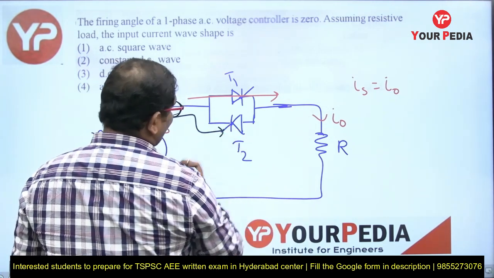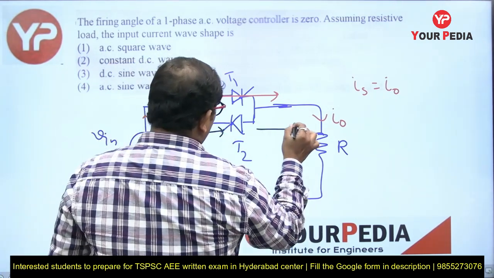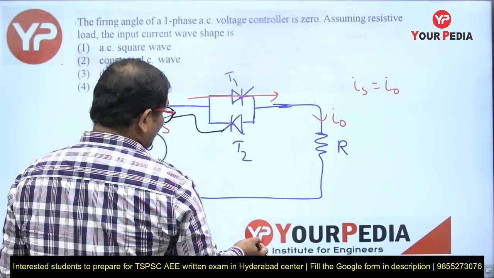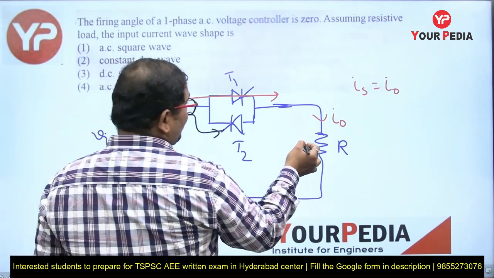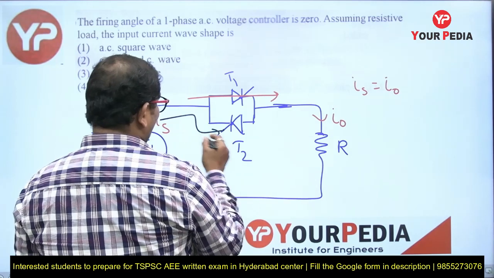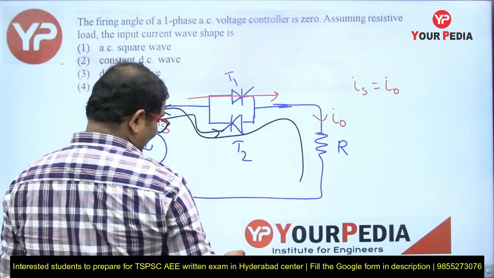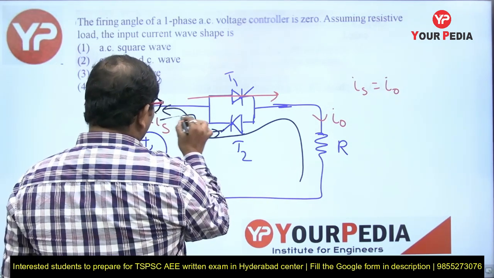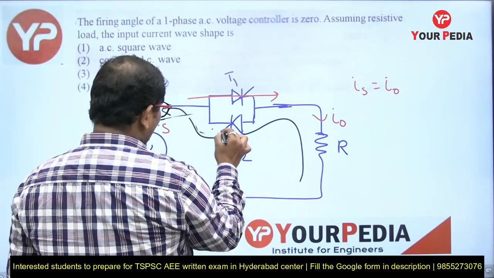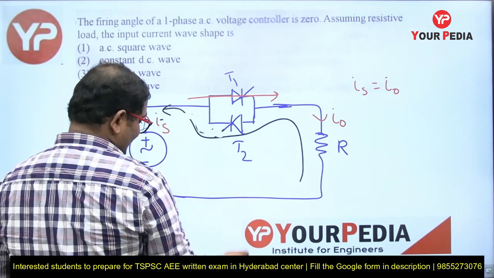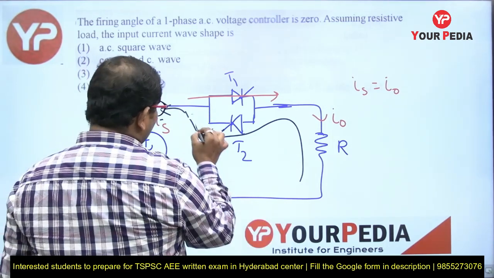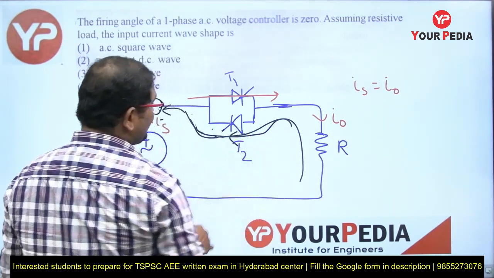This is the source current direction, and this is the source current direction. And what is the load current direction? Actually, the current is flowing through the SCR in this direction. I'll represent it with the SCR current direction. So this is the current flowing through the SCR in this direction.